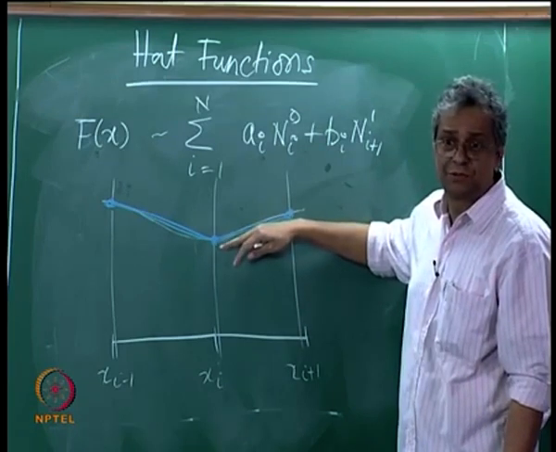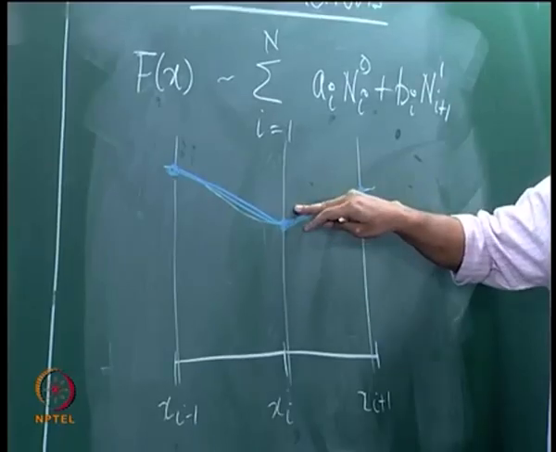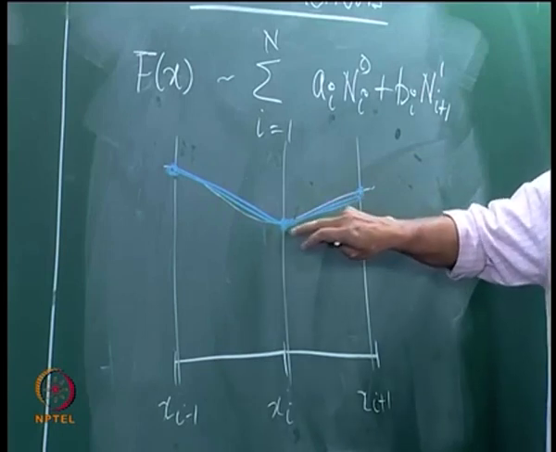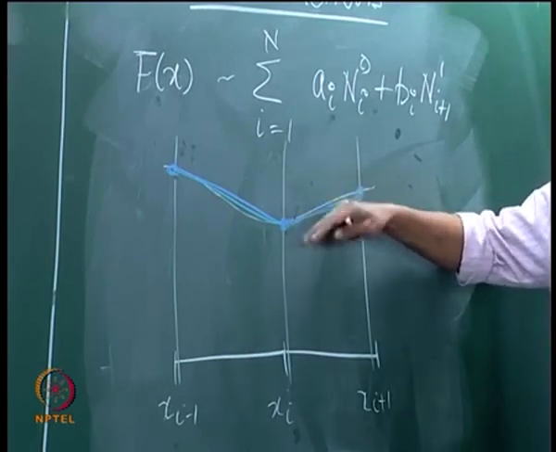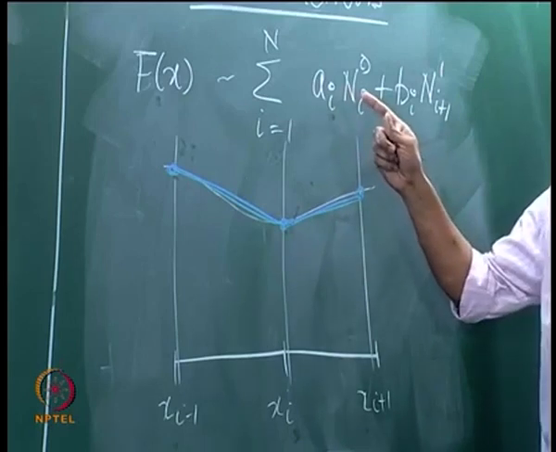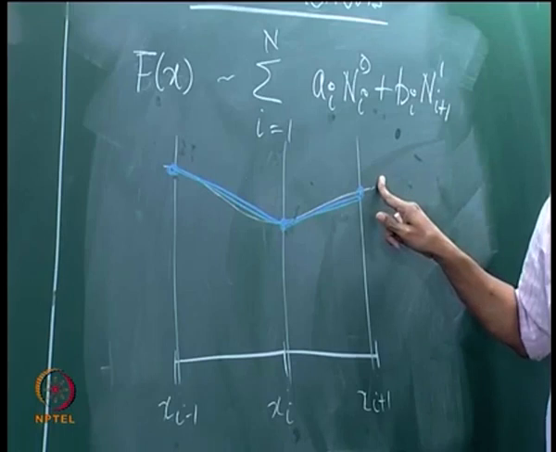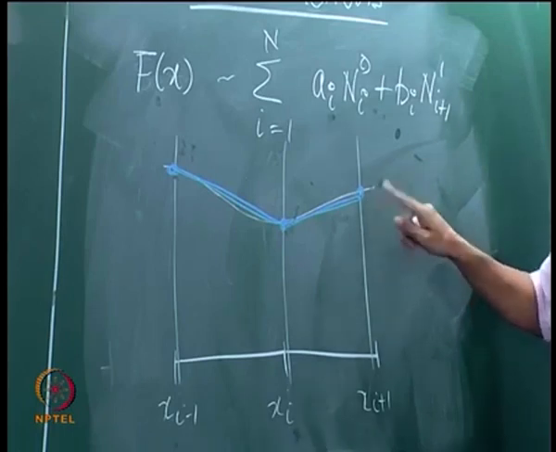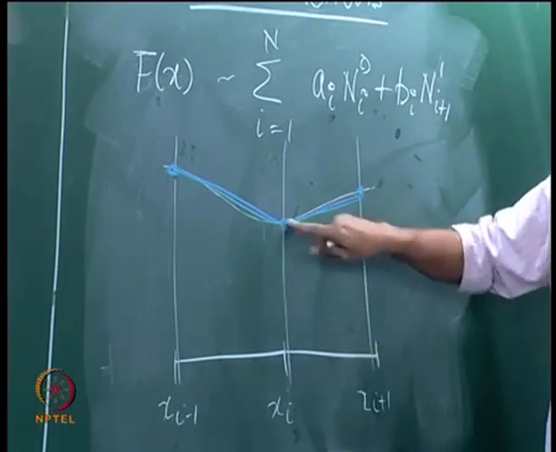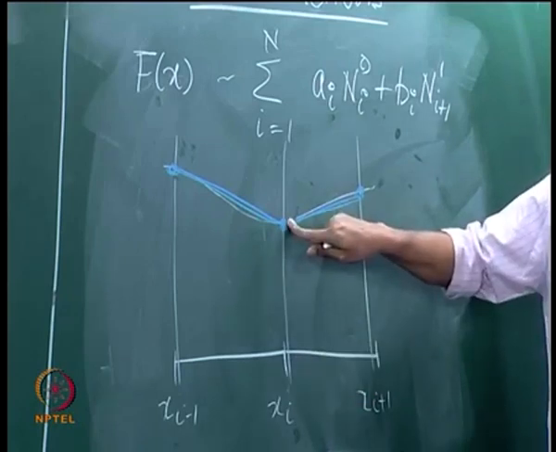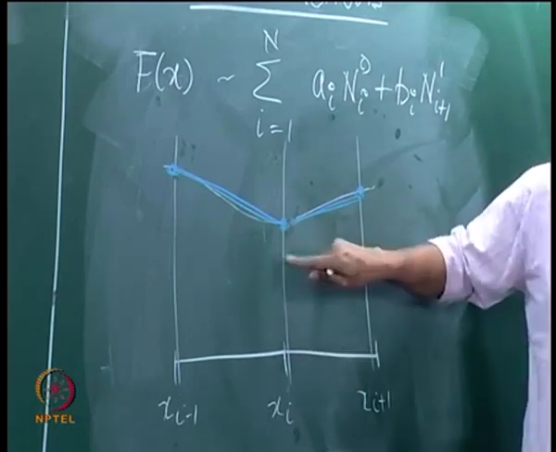If you are willing to allow discontinuities at the edge of this interval, at the interface between the two, then a's and b's can be different. But if you want the function to be continuous, which is where we are going right now, then the ai corresponding to xi has to be the bi corresponding to the xi.